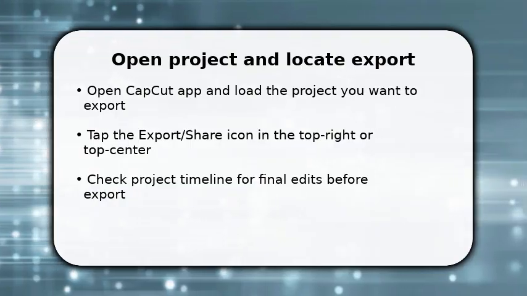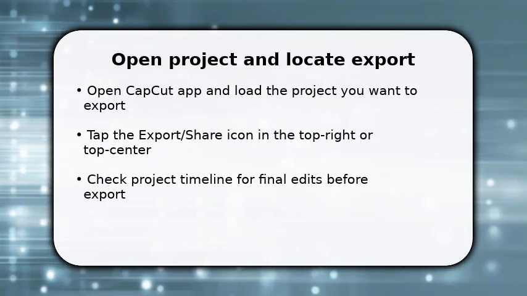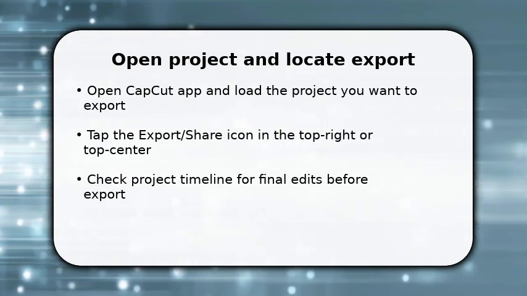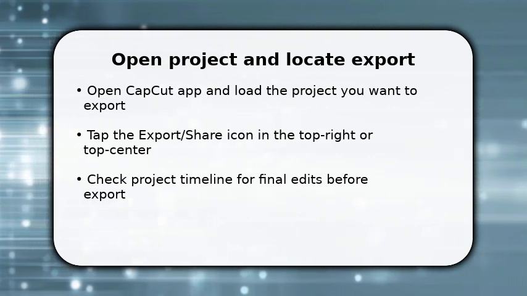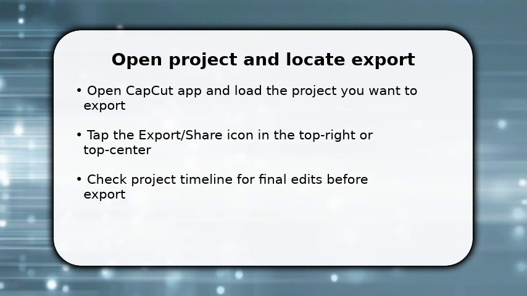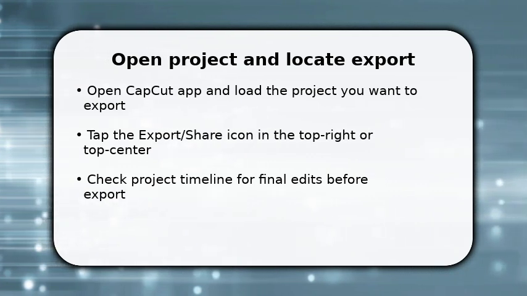You've opened CapCut and your edit is ready. Now locate the export controls. Tap the export or share icon, it's usually top right, so you can set resolution options. Before changing settings, make sure your sequence is finalized, trims, effects, and overlays locked.